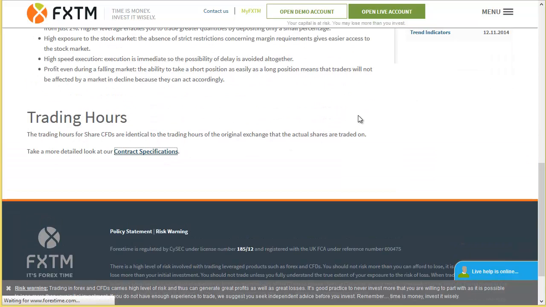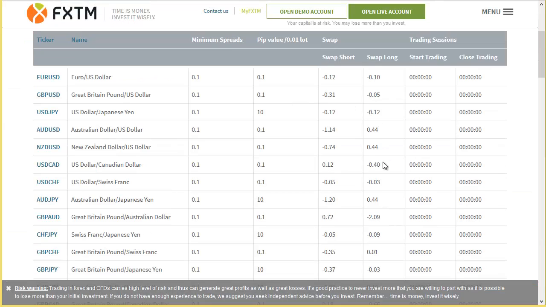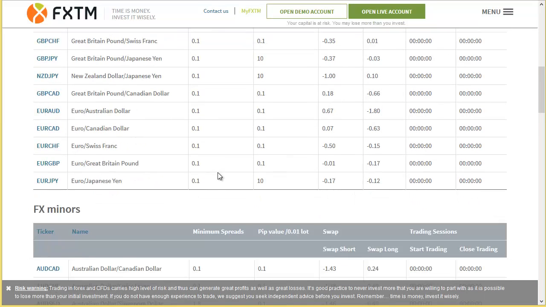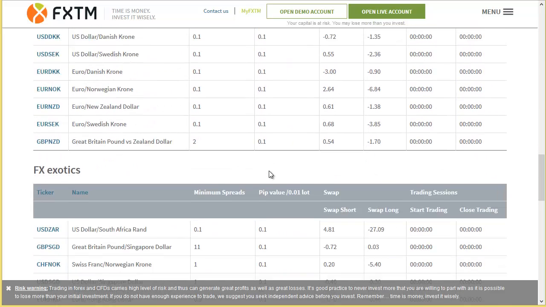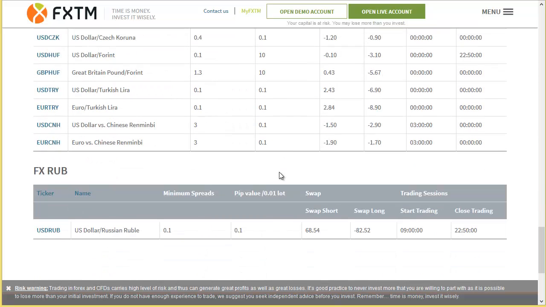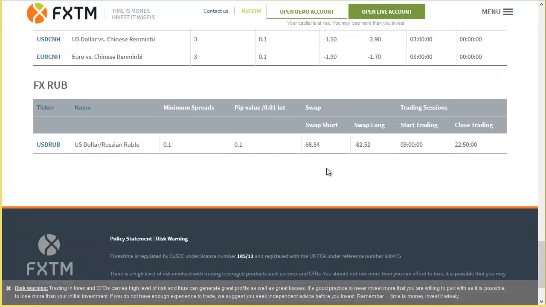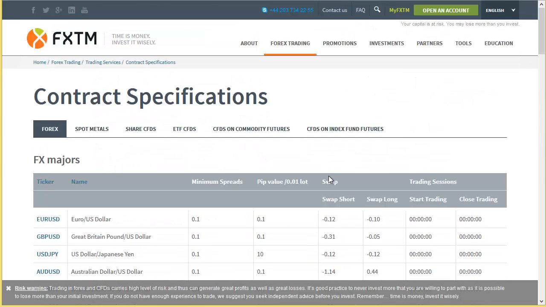You can take a look at the contract specifications, and that brings up the chart of all of the currencies, FX minors. So in there you'll have like Sing dollar, Japanese yen, New Zealand dollar, Canadian dollar, exotics, dollar Mexican peso, dollar Polish zloty, etc., etc. US dollar, Russian ruble, which is not something that people necessarily offer. Not all brokerages will actually offer that.